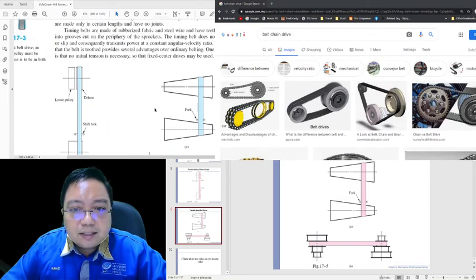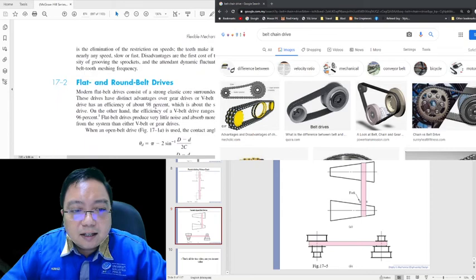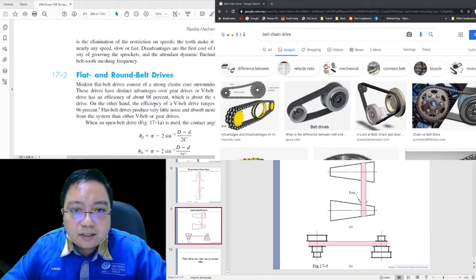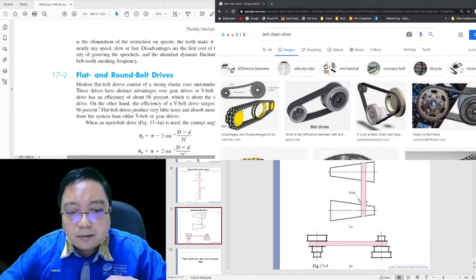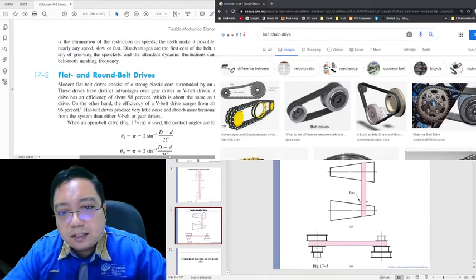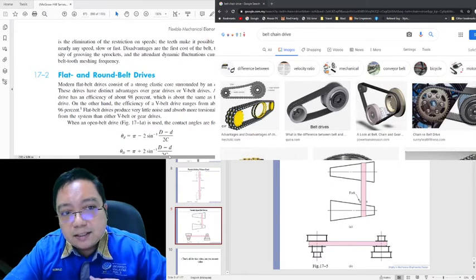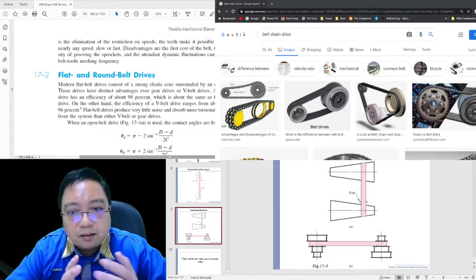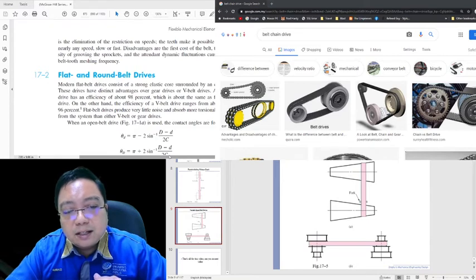Another is the elimination of restriction on speed. The teeth make it possible to run at any speed, slow or fast. The disadvantages are first the cost of the necessary grooving of the sprocket, and then the noise and dynamic fluctuation caused by belt tooth meshing frequency.